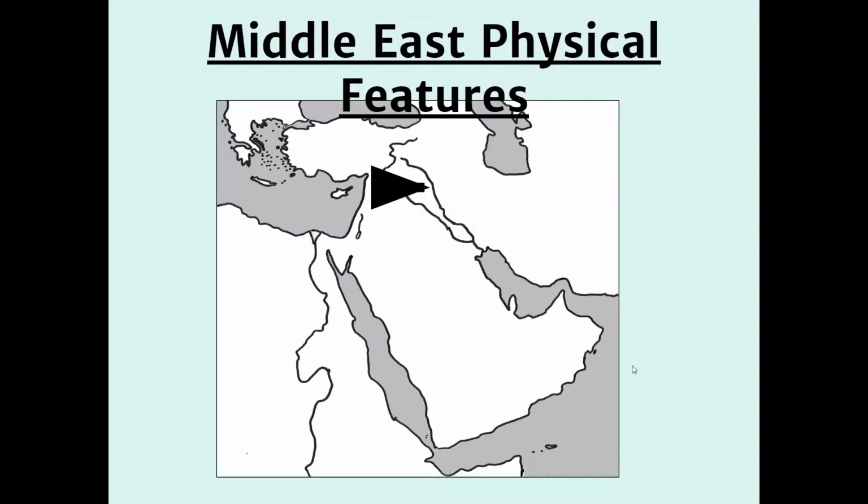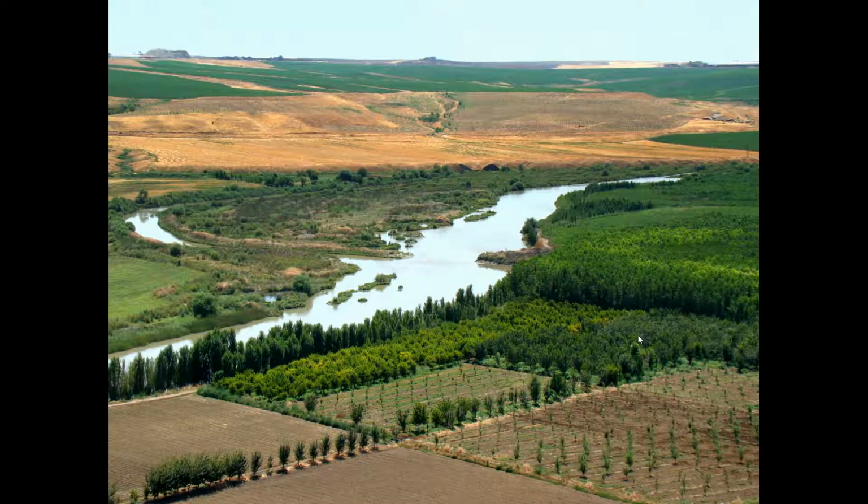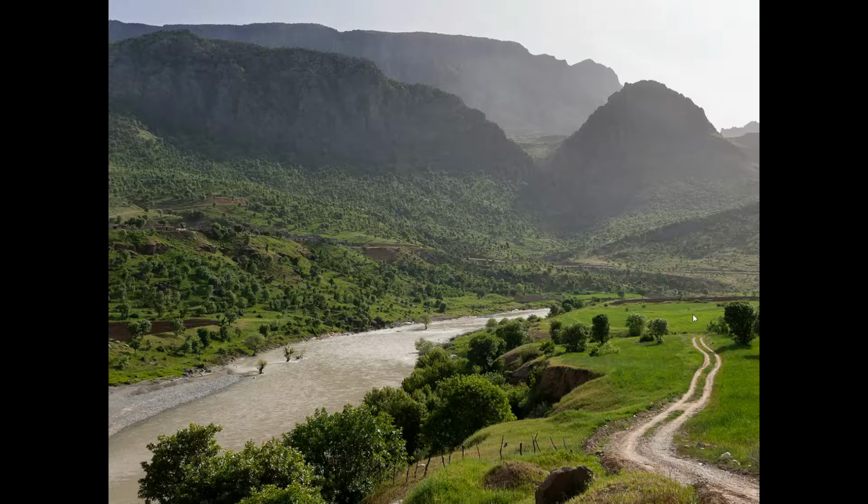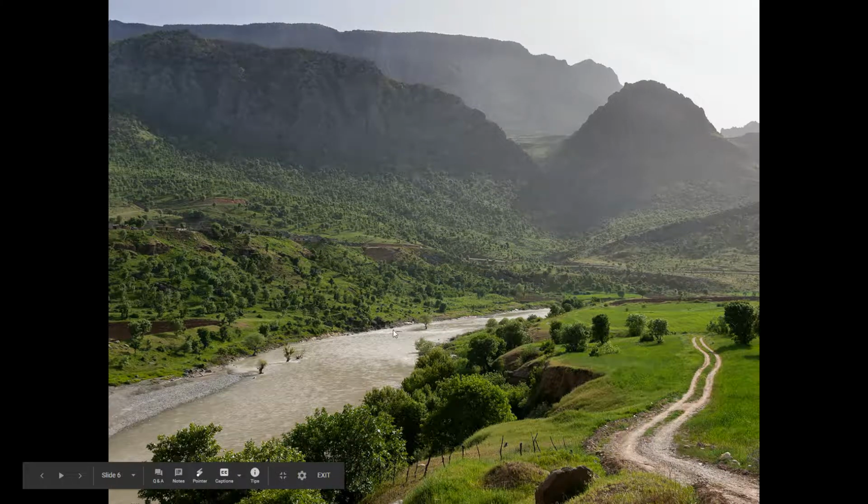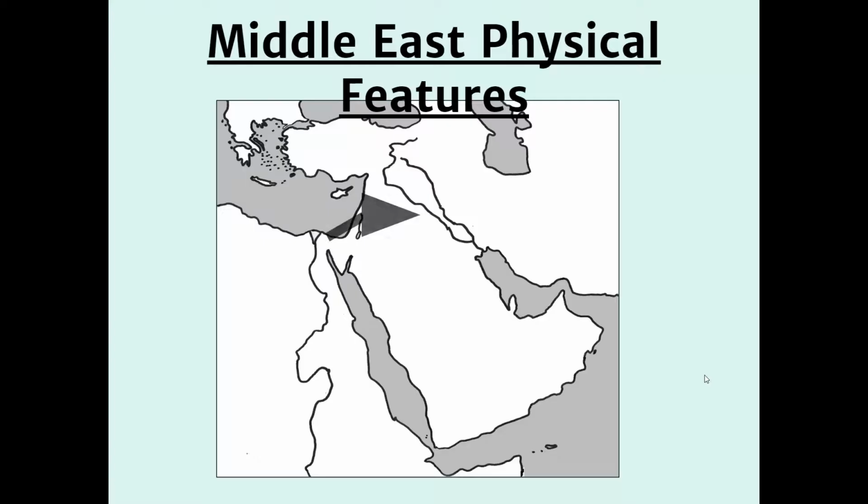So our first feature is the Tigris River, and that's this one right here. And here's a couple of pictures. You can see the Tigris River. And so you can see, right, when you have a river, when you have water, that means you can grow things, right? And so if you'll notice, the Tigris River Valley looks pretty lush. There's a lot of greenery going around out here. And then you've got the Euphrates River right here, running right alongside of it.